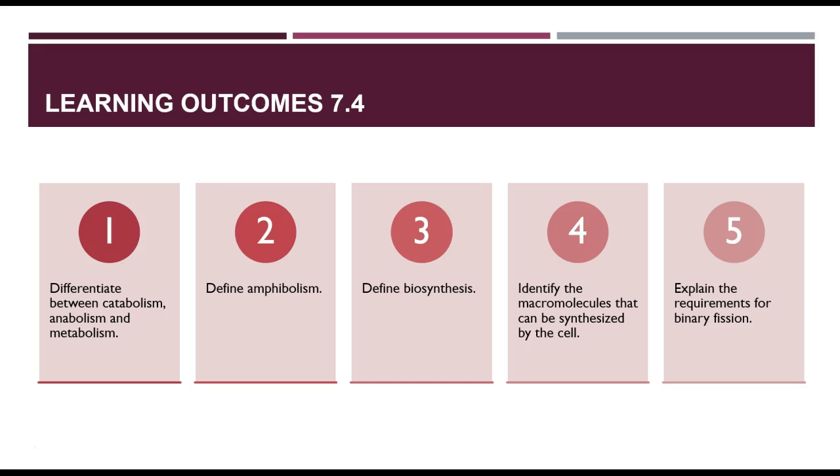We have 5 learning objectives or outcomes for this mini lecture. The first is to differentiate between catabolism, anabolism, and metabolism. 2, define amphibolism. 3, define biosynthesis. 4, identify the macromolecules that can be synthesized by the cell. And finally, explain the requirements for binary fission.